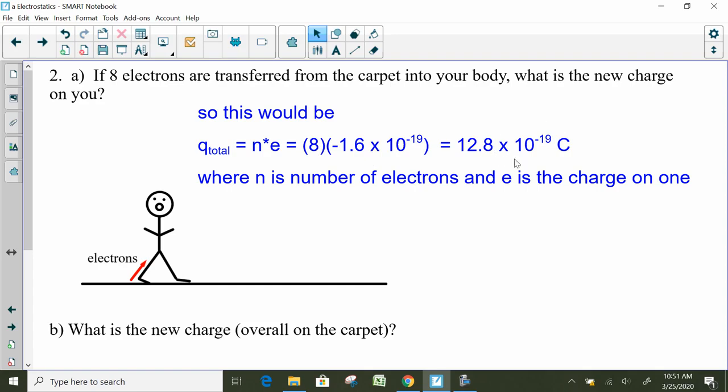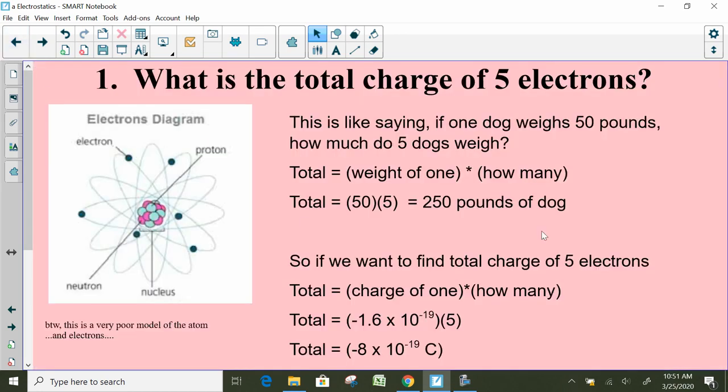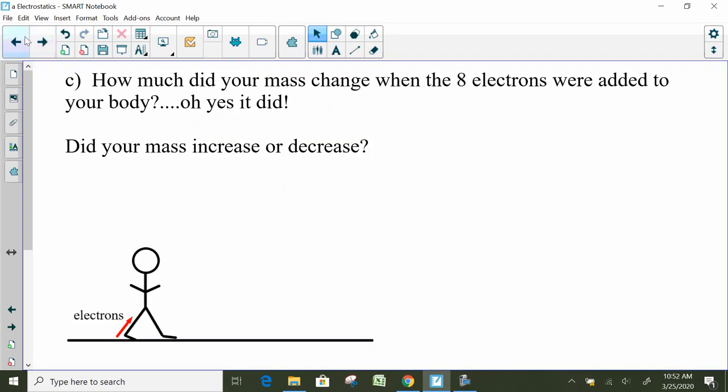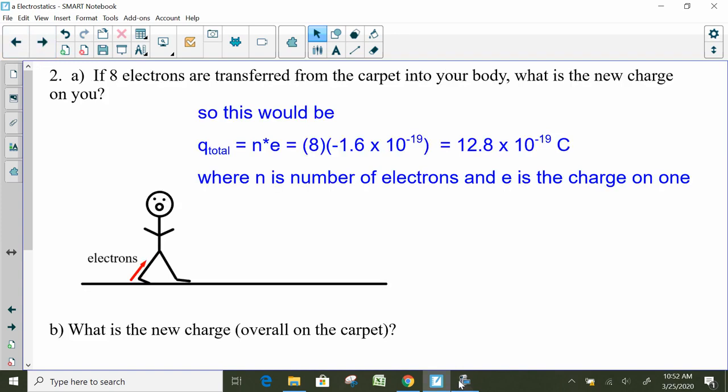And again, the thing that throws people off is this crazy number. It's a real tiny value, so it's not very intuitive. If you go back to the example of the dog, the total is simply the weight of one times how many, the charge on one times how many I have. So that's the big thing. We're not going to do a lot with this anyway, so don't worry about that. I just wanted to show you another way of looking at that process.